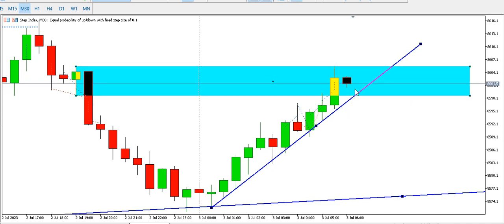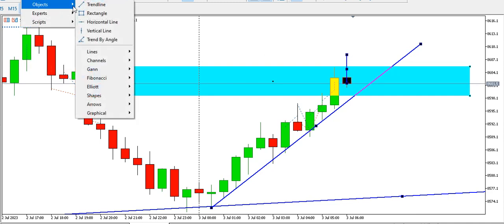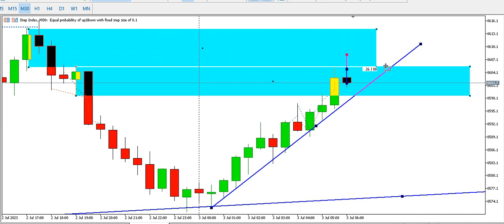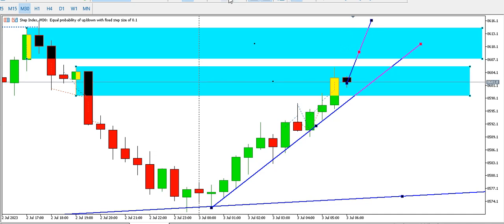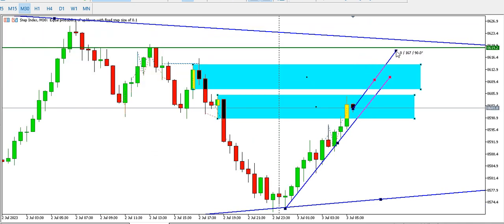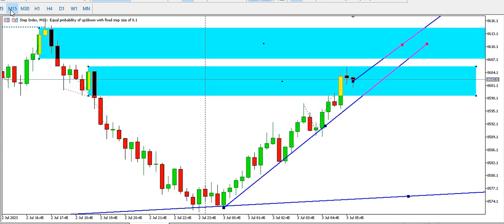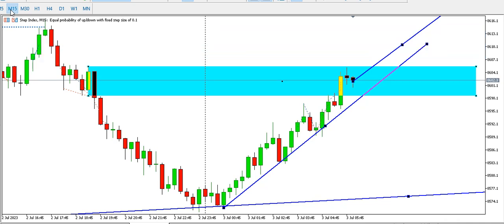But if it breaks above this order block, we have a supply zone again, another order block around here, that price might likely have to contend with. A break above this and price might head to the 8619 level. But for now, price is bullish, and you are advised to look for buying opportunities.